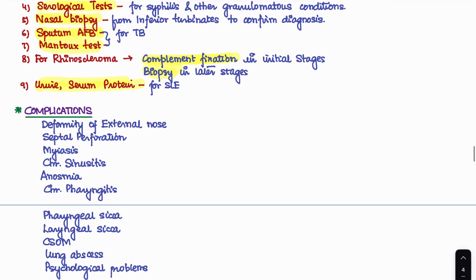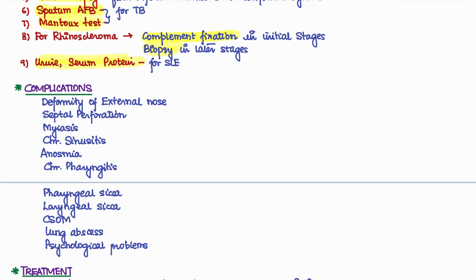Next, let's discuss the possible complications of atrophic rhinitis. It can lead to a deformity of the external nose. I've already discussed that if there is too much resorption, it can lead to a saddle deformity of the nose. There can be septal perforation, myiasis, chronic sinusitis, anosmia, chronic pharyngitis, pharyngitis sicca, laryngitis sicca, CSOM, lung abscess, or even psychological problems because of the features that the patient presents with.